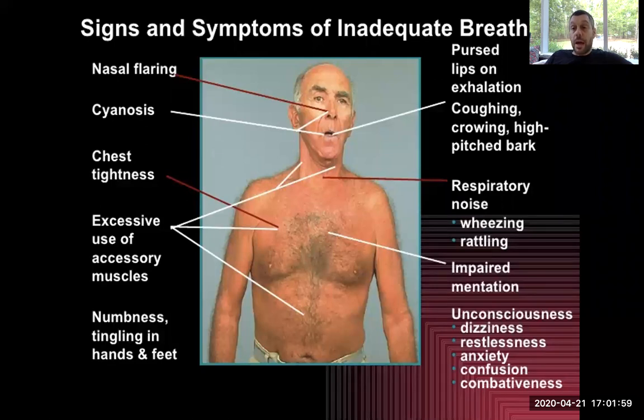If you do have some kind of problem with your lungs, then you tend to see some of the following symptoms. Nasal flaring, because you're trying to get as much air into your body as possible. Cyanosis, your lips might turn blue. Also, the beds of your fingernails can turn blue. Your chest can feel tight because you're using those accessory muscles.